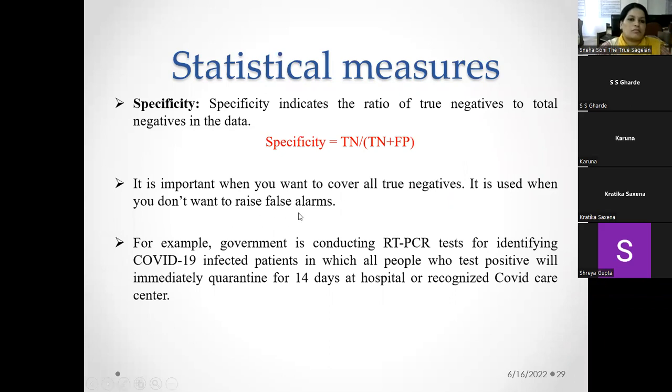It is exactly utilized in the COVID-19 RT-PCR test. For example, the government is conducting an RT-PCR test for identifying COVID-19 infected patients, in which all people who test positive will be immediately sent to quarantine. That means you can't bear a false result in that RT-PCR. Otherwise, it gives a lot of pain to a person who has tested positive but in reality is negative. So that's why in the RT-PCR test, specificity is the most important one.